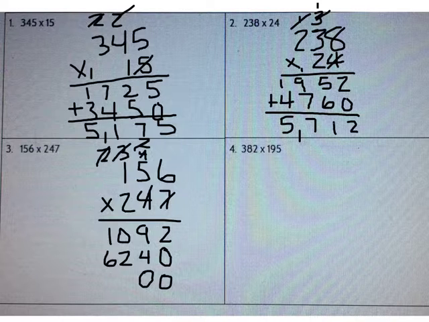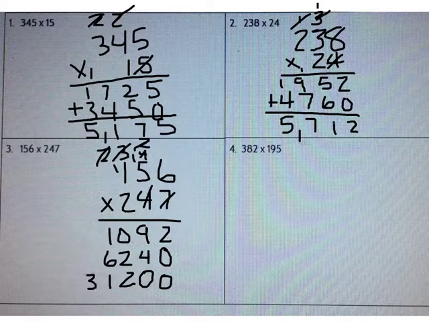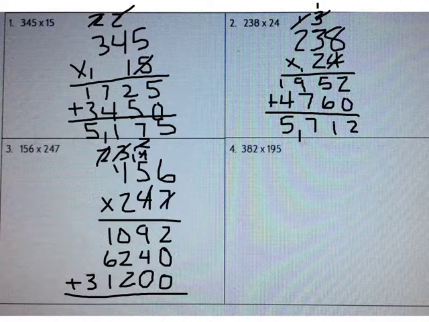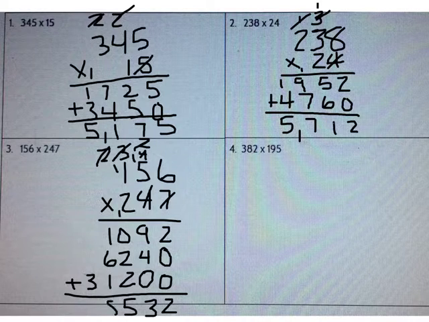2 times 6 is 12. Carry the 1. 2 times 5 is 10, plus 1 is 11. 2 times 1 is 2, plus 1 more is 3. Now I can add. 2 plus 0 is 2. 9 plus 4 is 13. 1 plus 2 plus 2 is 5. 1 plus 6 plus 1 is 8.